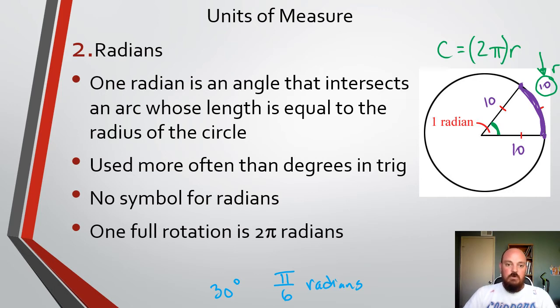But what you really want to remember is that 2 pi radians gets you all the way around a circle and back to where you started.